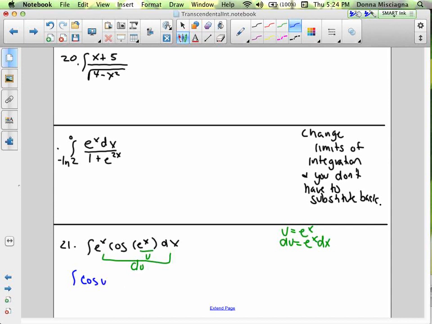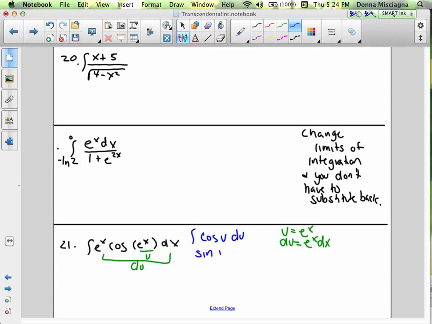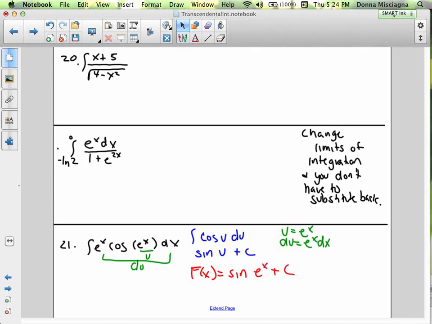So this is the integral of cosine u du. We integrate. Whose derivative is cosine? Why, it's sine. So this is going to be sine u plus c. Let's substitute back, and we're done. So f of x equals sine of e to the x plus c. And that's all there is to that one. That one's a nice, easy one.